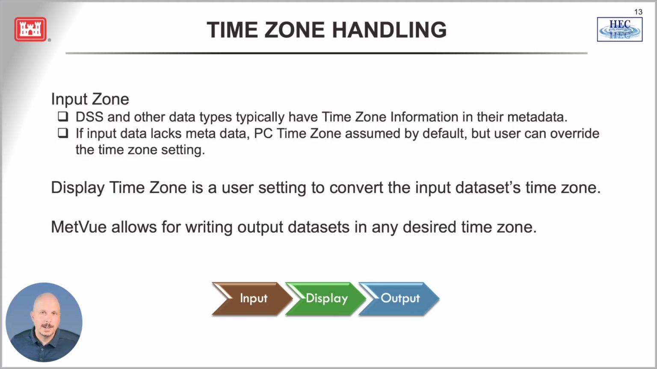Sometimes the metadata of gridded products lacks time zone information. In that case, MetVue will assume a default time zone of GMT, but the user can override the time zone setting in the data reader if needed.